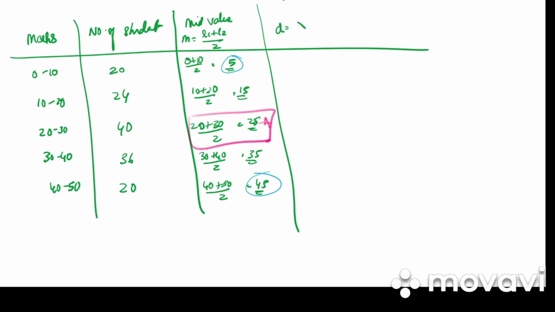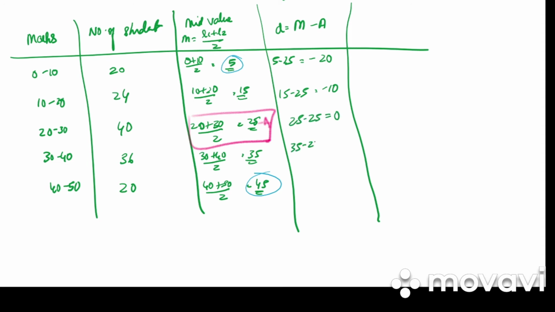Next we need to find out D. D is nothing but M minus A. Why M? Because here the middle value is denoted by M. So 5 minus 25, how much do we get? Minus 20. 15 minus 25 we get minus 10. 25 minus 25, 0. 35 minus 25 is 10. 45 minus 25 is 20.